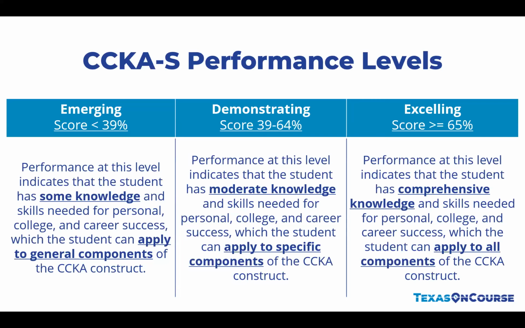So in the first category, we would consider students to have an emerging understanding of college and career. So they have some knowledge of these topics that they can apply to general components of the college and career knowledge assessment construct. In the demonstrating level, students have moderate knowledge that they can apply to specific components of this construct. And then if students score 65% or above, we would consider them to be excelling in their college and career knowledge, where they have really comprehensive knowledge of these topics that they can apply to all components of this construct.